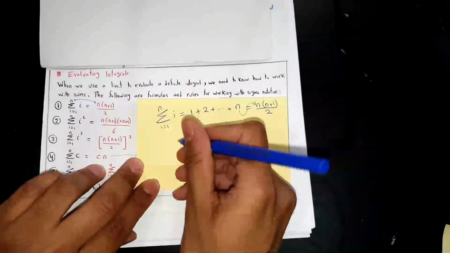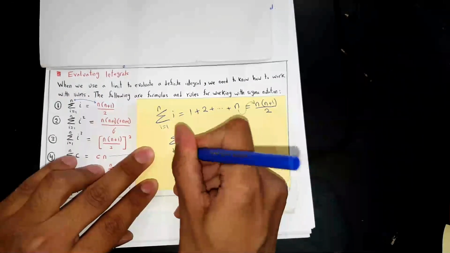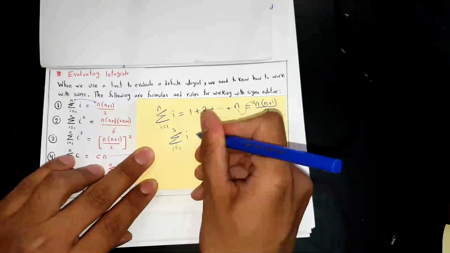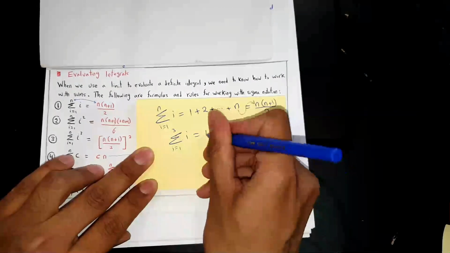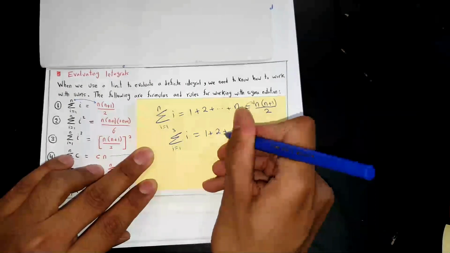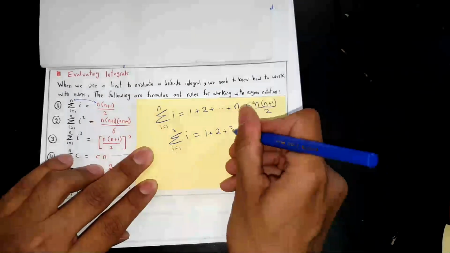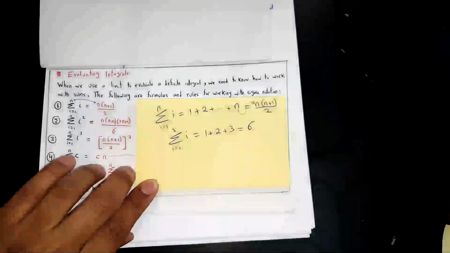Let us take an example here. What is the summation of i, i equal to 1 up to 3? Simple example. If you put 1, you will get 1. Add, you will get 2. We need to end with 3, so we are here. Add them, you will get 6.